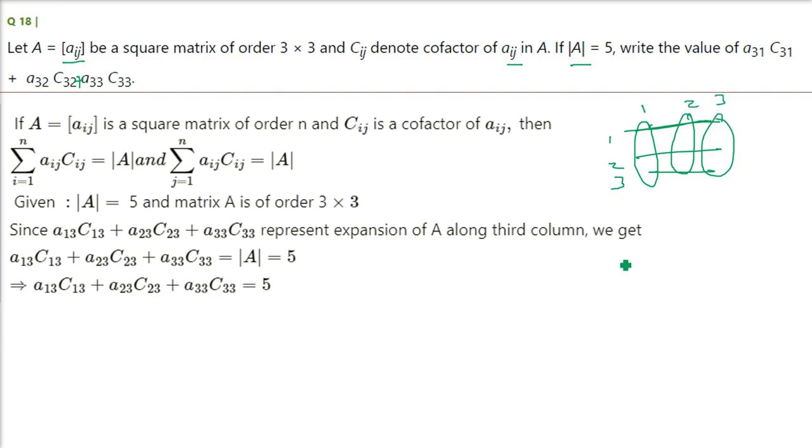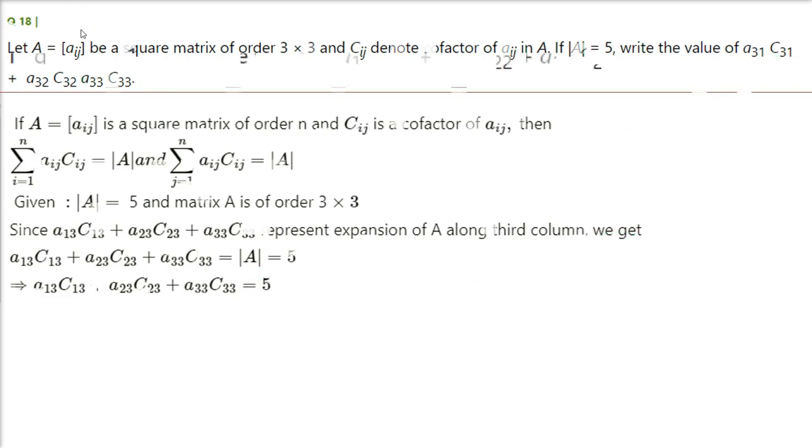Since the determinant is already given as 5, whichever way you take, the determinant will remain the same, it is going to be 5 always, right? So now the question is asking about A31, C31, A32, C32, A33, C33. So basically you are opening it using the third row, but the determinant won't change.